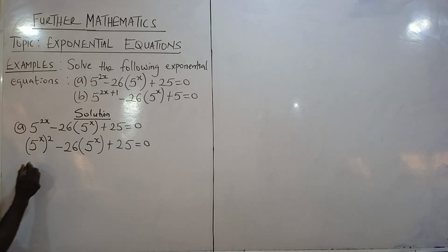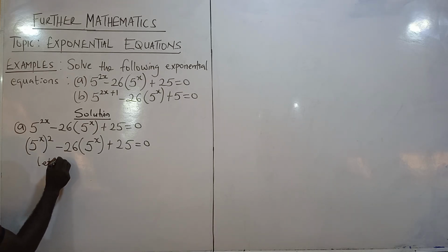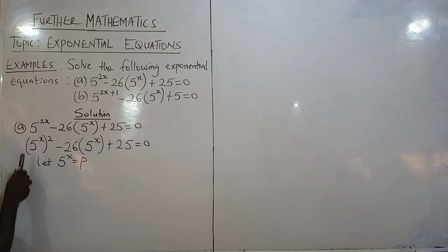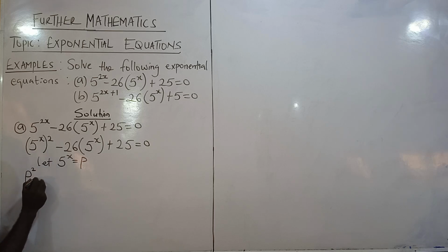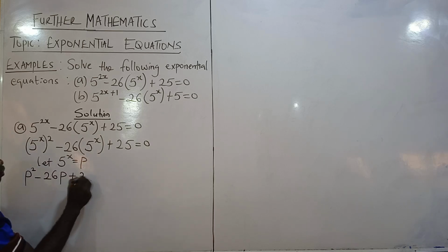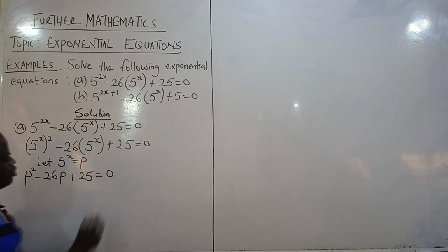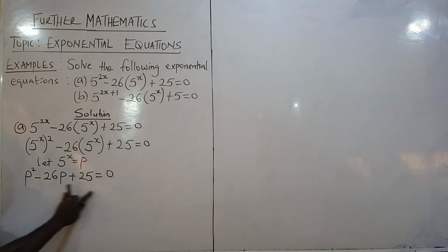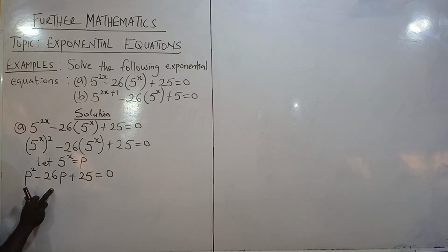You can now make an assumption by saying let 5 raised to power x equal p. Anywhere you see 5 raised to power x, you replace it with p. So p squared minus 26p plus 25 equals 0. Now this is a quadratic equation. It has formed a quadratic equation.